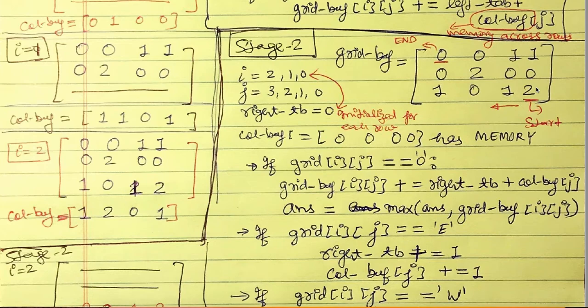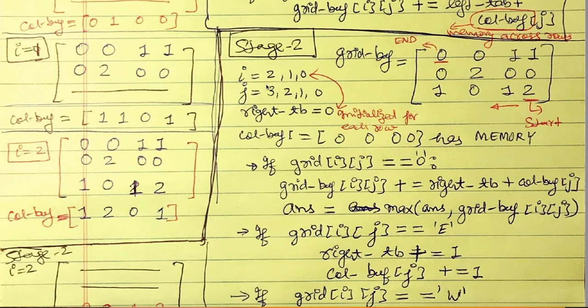Another important point to know is, whenever we move from one row to another row, the left tab is initialized to 0. However, the column buffer remembers its past values, it remains the same, because this is very important for it to function well.